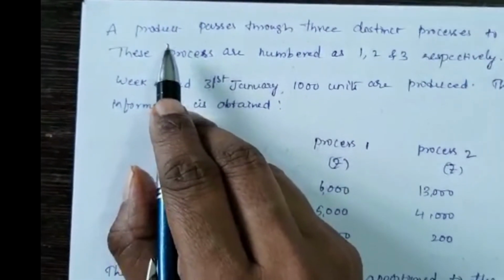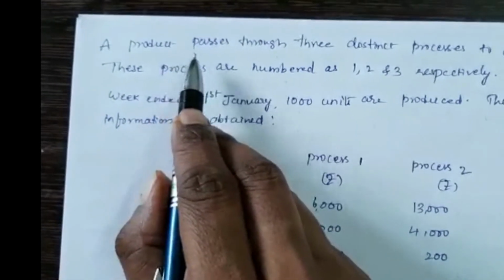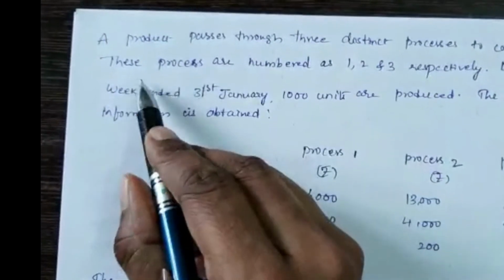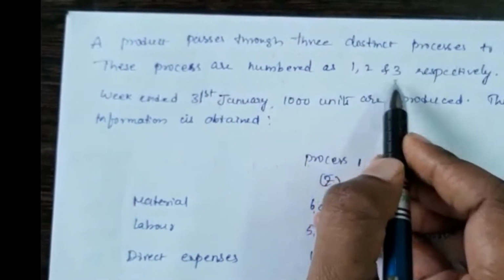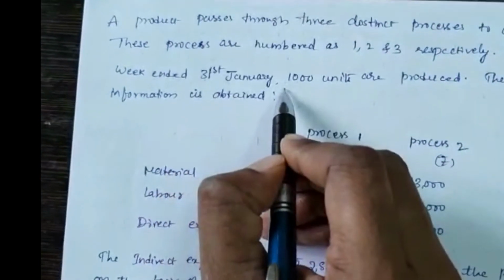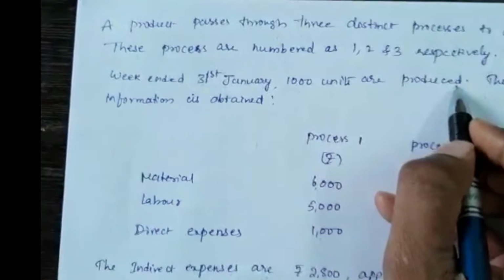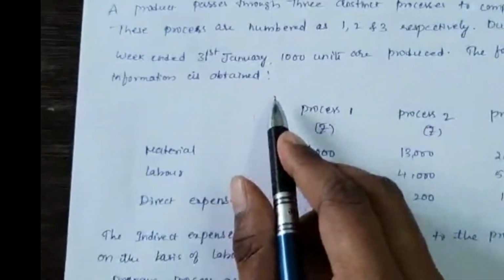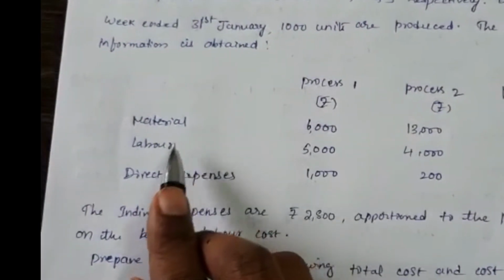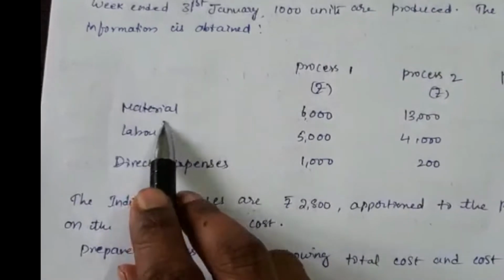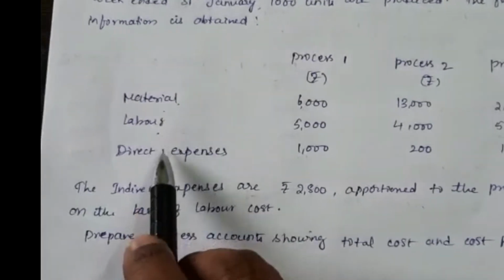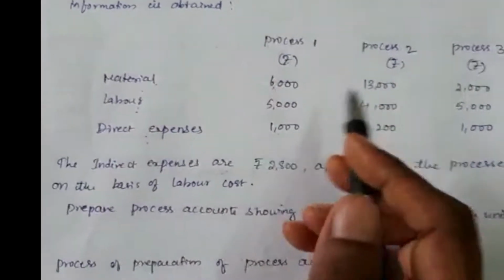We will see now a sum on process costing. A product passes through three distinct processes to completion. These processes are numbered as 1, 2 and 3 respectively. During the week ending 31st January, 10,000 units are produced. The following information is obtained: process 1, process 2, process 3. Material, labor and direct expenses. These three are the expenses which we have to incur for making the production: material, labor and direct expenses.